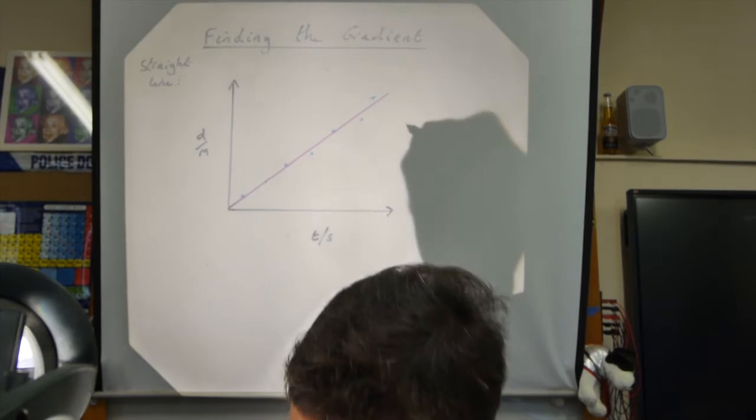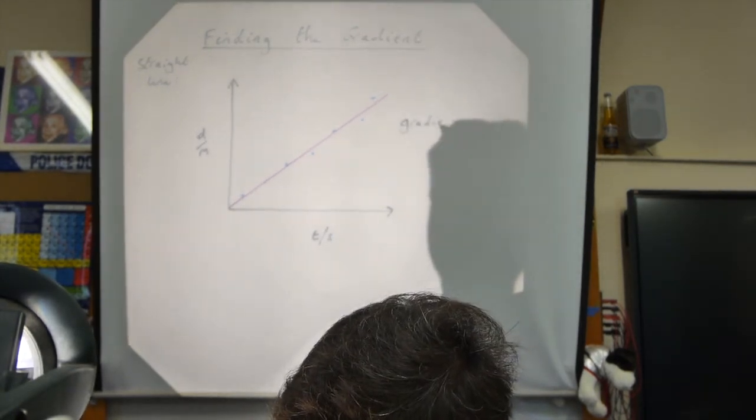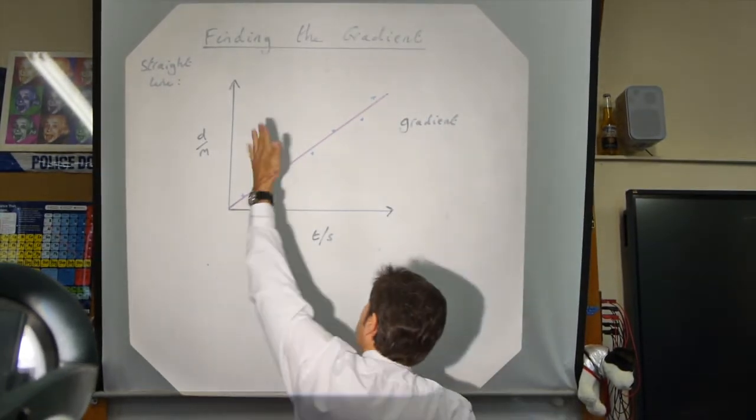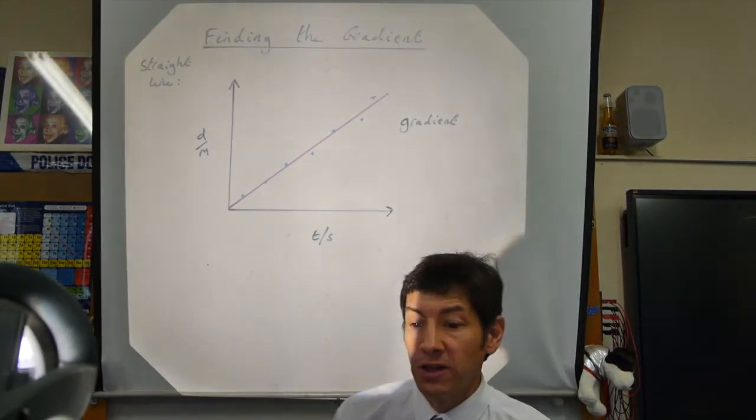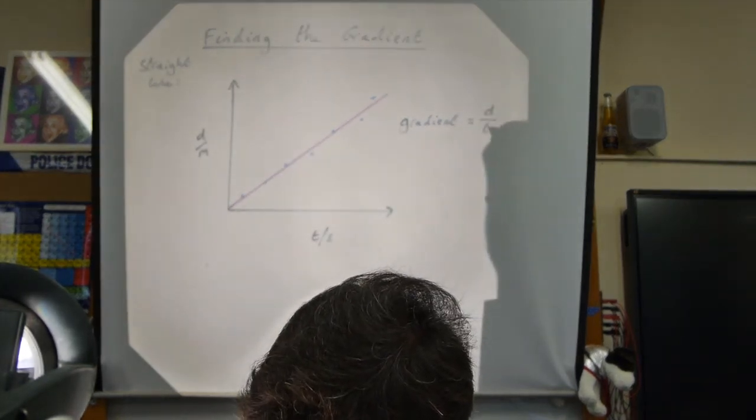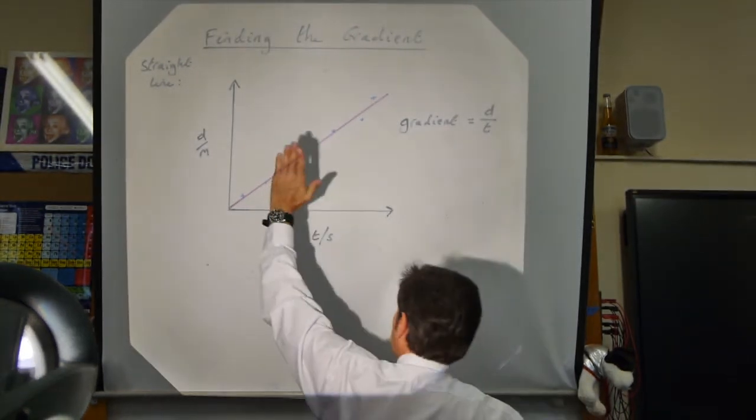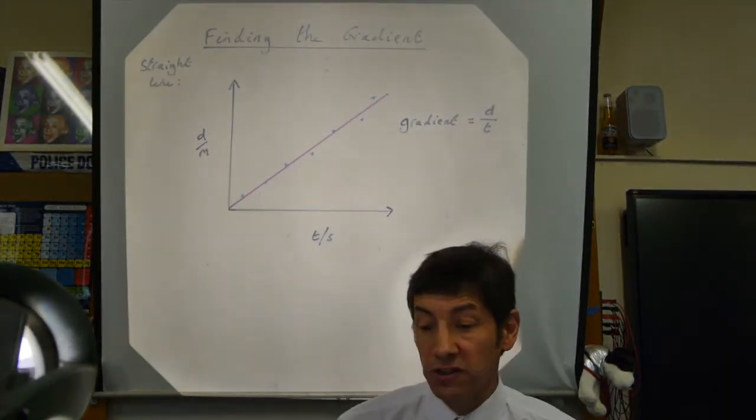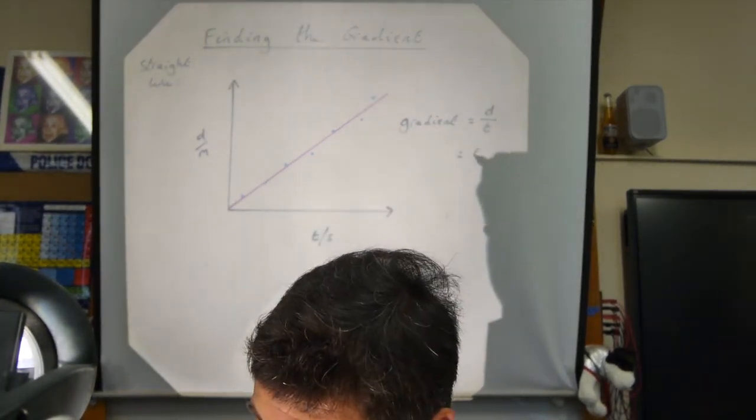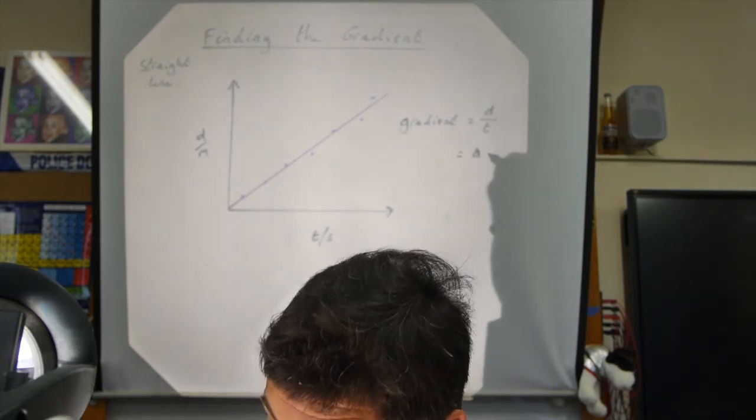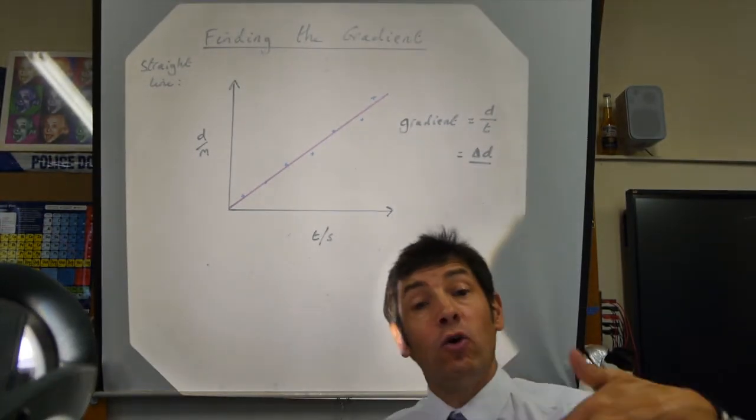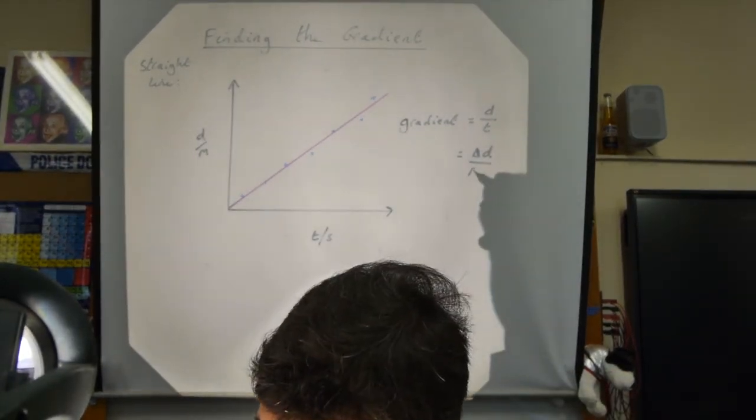In this case, the gradient is how much we go up compared with how much we go across. So on this graph, it would be the d value divided by the t value. How much up compared with how much we go across. Now, what we really mean, and this is a little bit A-level-y, is how much has our distance changed from where we started, and how much further on has the stopwatch gone from when we started.